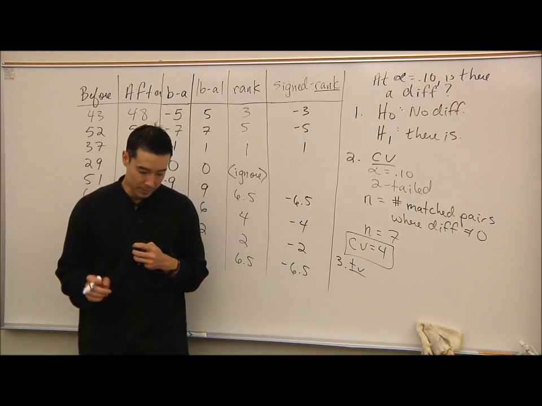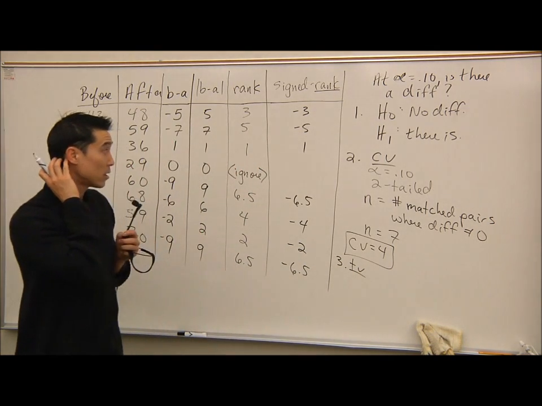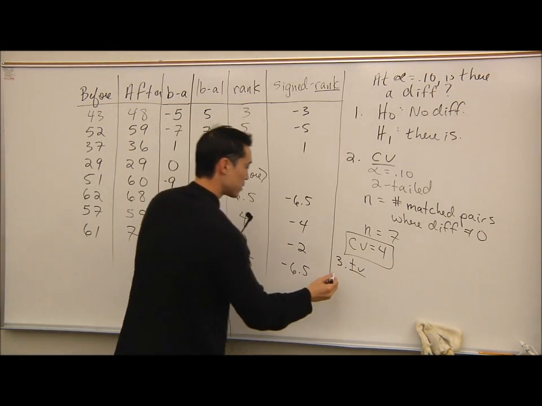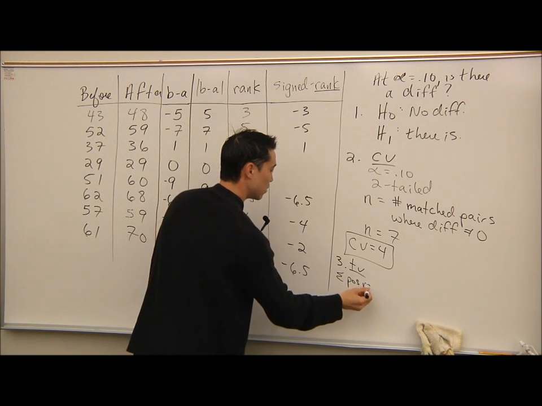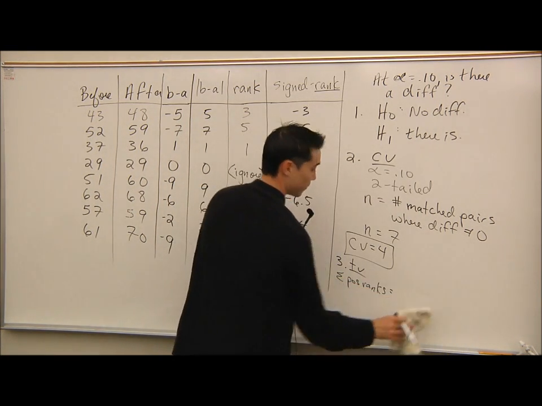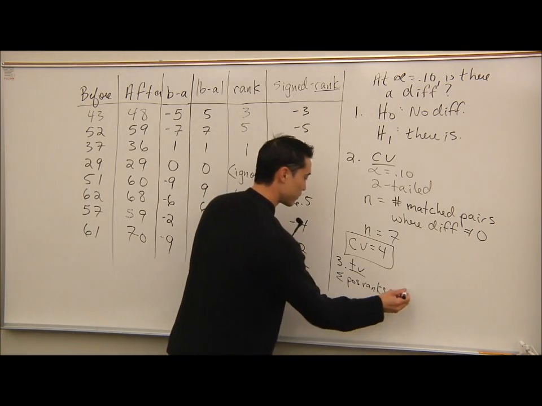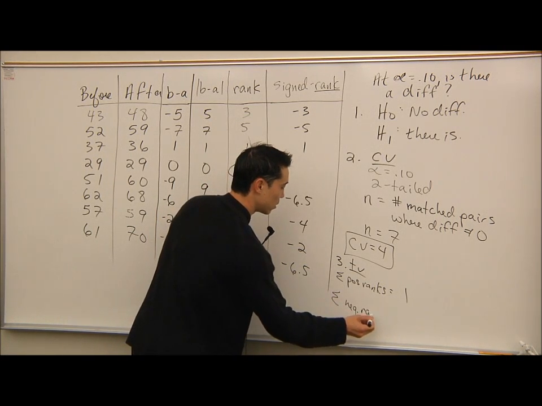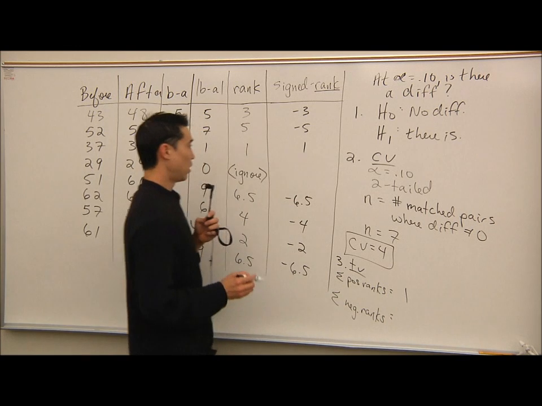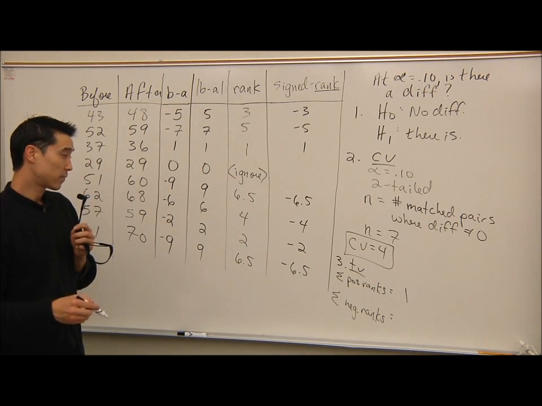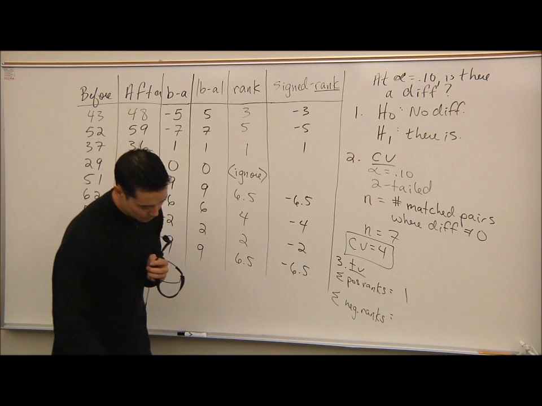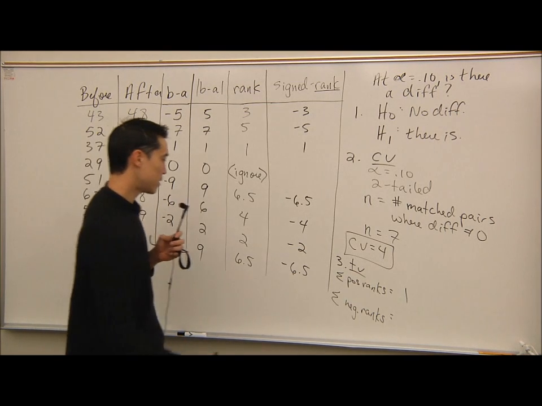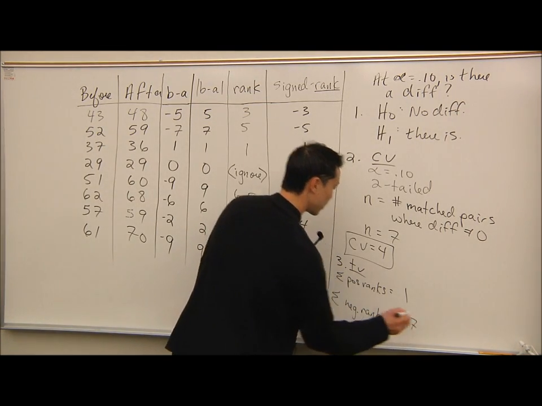Here's your test value formula. You sum up all of the positive ranks, and you sum up all of the negative ranks, okay? So sum of the positive ranks. If I sum up the positive ranks, that was really easy, it's just 1. And then I sum up the negative ranks. So -3, -5, -6.5, -4, -2, -6.5. You add that up. What is that? -13, -27, is that right? Guys, double check my math on that. Yep. -27? Okay.